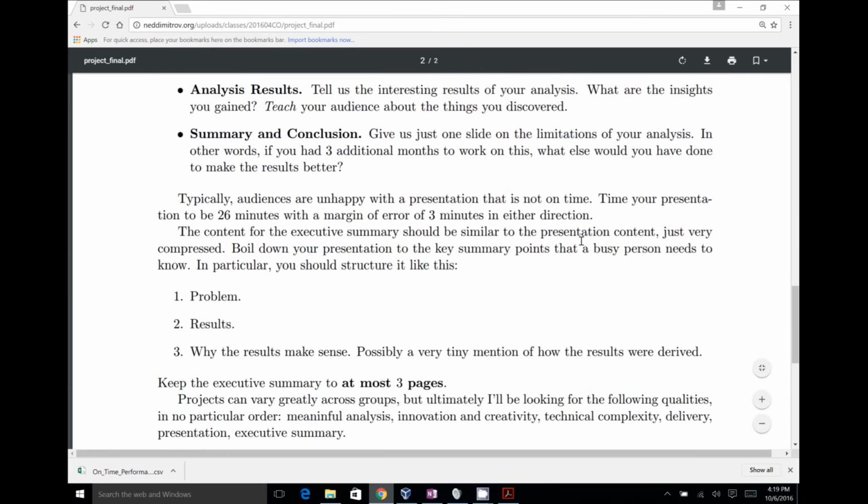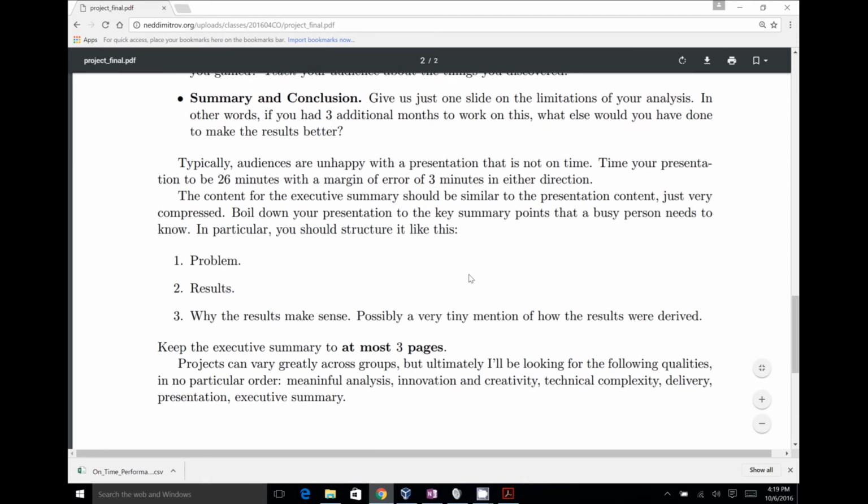And then some summary and conclusion, which is, you all have limited time to do this, right? Basically half a semester, if you think about it from now until the end. So here I'd be looking for, if you had 3 additional months, which is a ton of programming time, what are other things that you would do to make your project better?